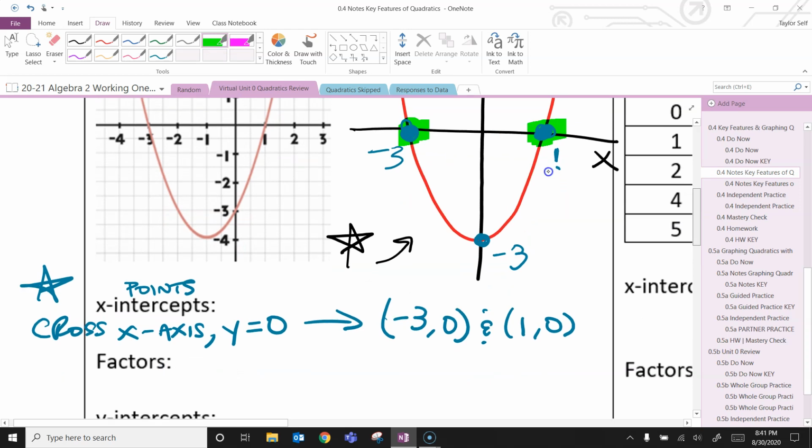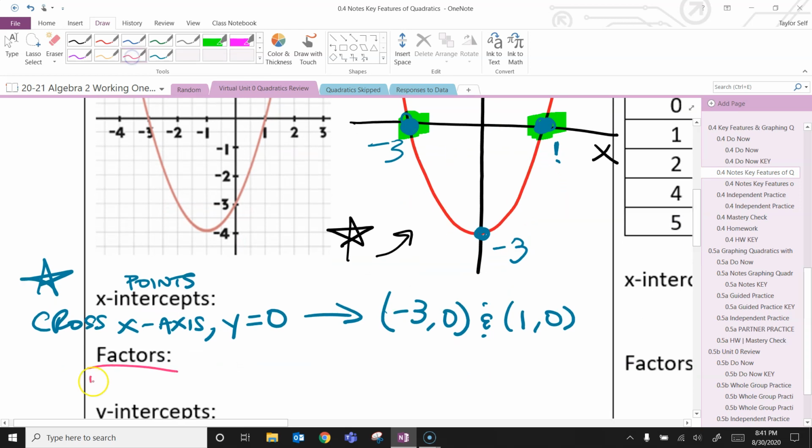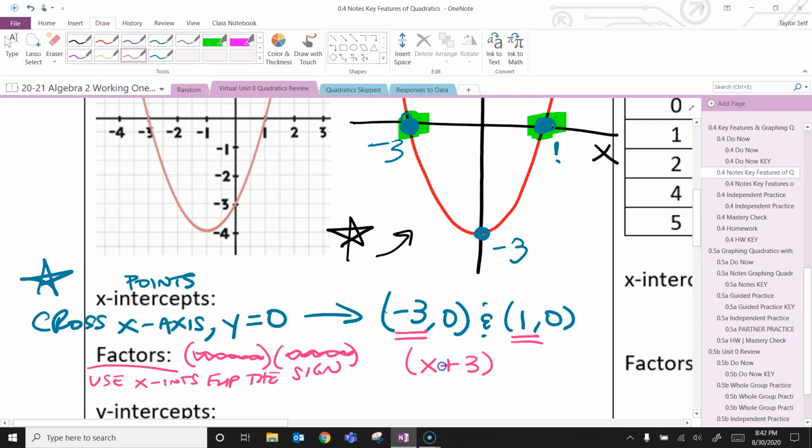Okay, let's keep going. Factors. All right, this is really important. Factors use x-ints and flip the sign. So to find the factors, you should use the x-intercepts right here and flip the sign. Factors have parentheses. So let's make sure we remember. You could draw like a little squiggly inside parentheses. Okay, so for our factors, we have x plus 3, because I'm flipping the sign, and x minus 1. Sweet. Those are factors.